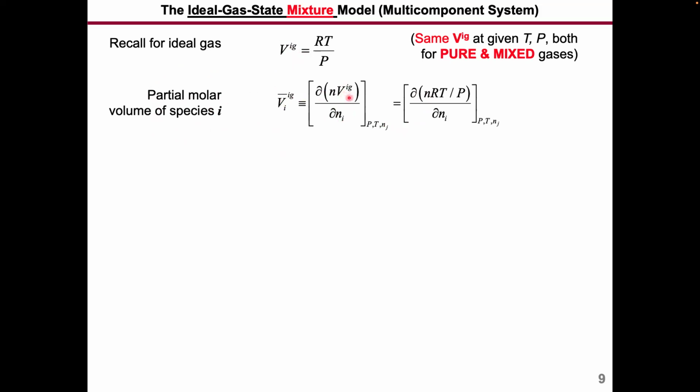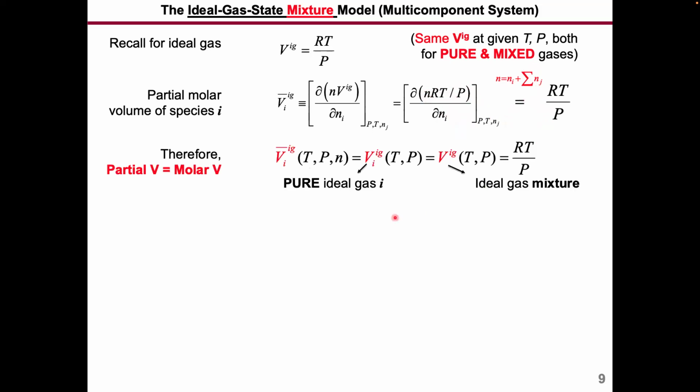So like I said, V^IG, we already know it's nRT divided by P, partial n_i. So R, T, and P are given, so these are constant. So essentially you're just taking the partial derivative of n with respect to n_i. But we are holding n_j constant, so this is constant. So n is equal to n_i plus a constant, and then when you take the partial derivative, basically it's equal to 1. So it's going to be RT divided by P. Okay, so the partial molar volume is also equal to RT divided by P.